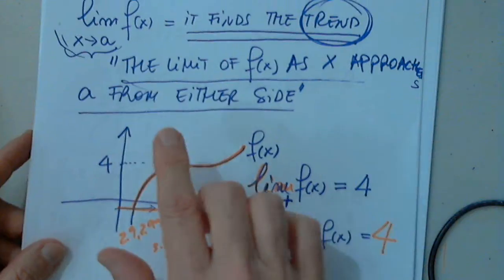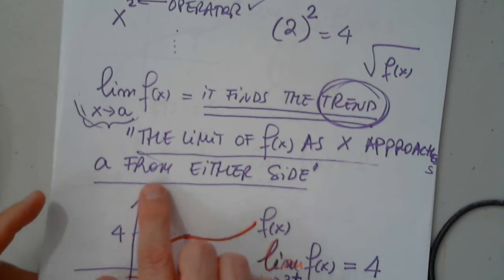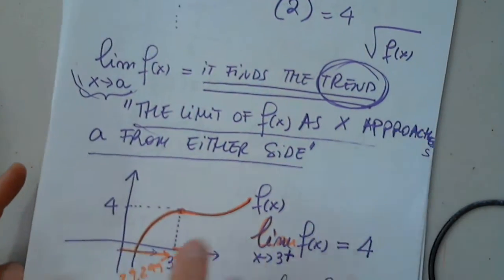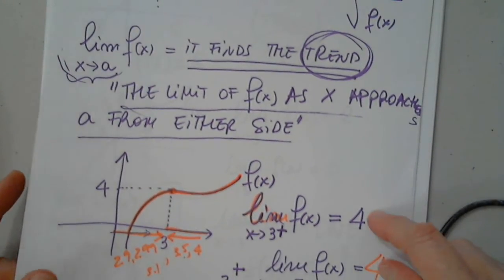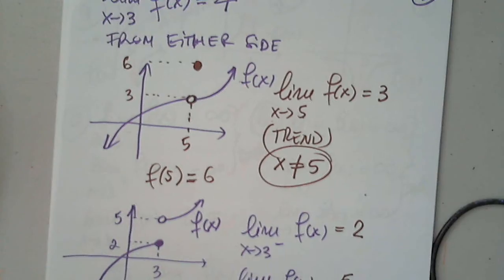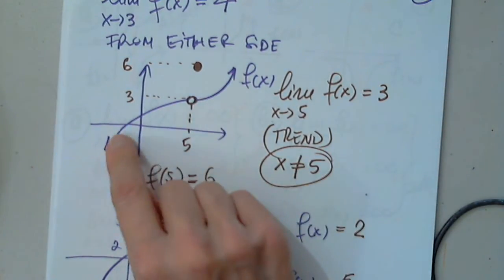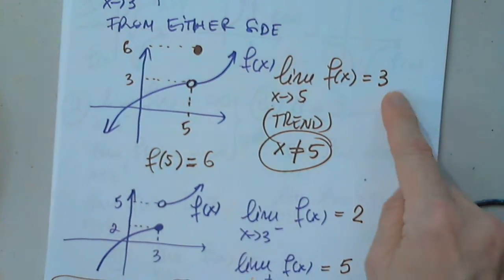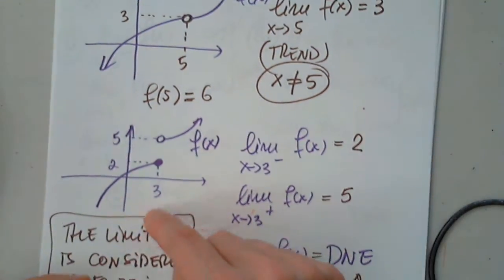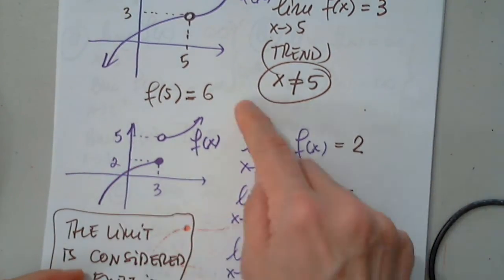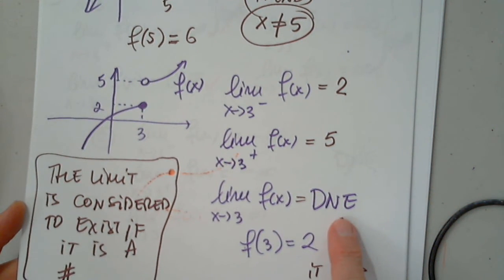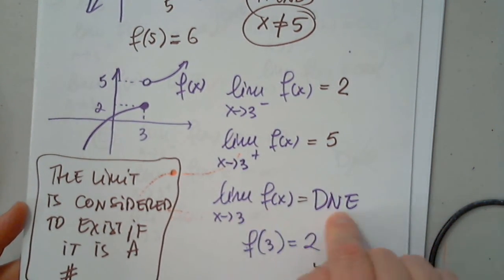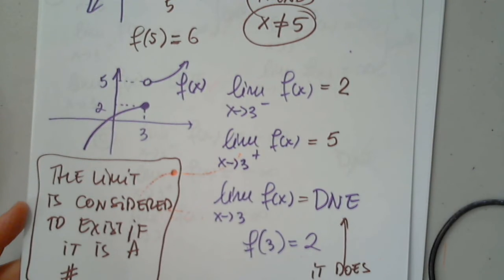That's the definition. The limit of f of x as x approaches a from either side requires the limit from the left and the limit from the right both exist and equal the same number. But here, the limit from the left and the limit from the right, they both exist, but they are not equal to the same number. So therefore, this limit does not exist.